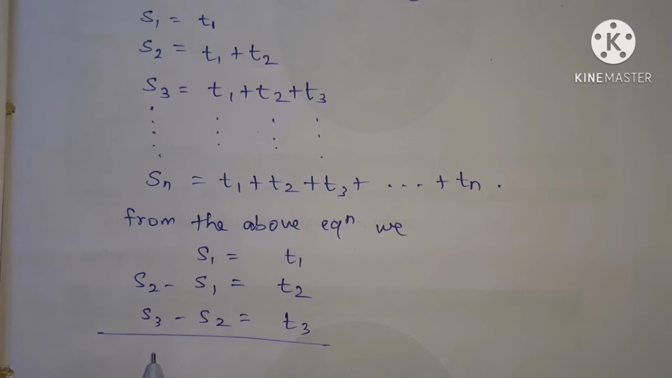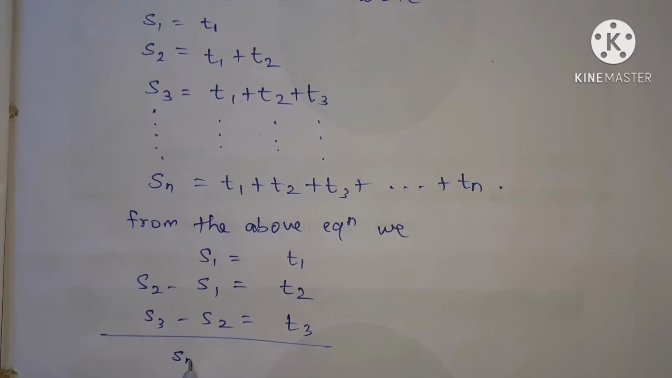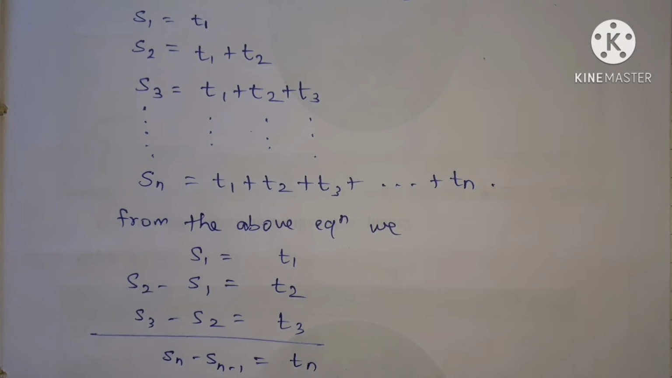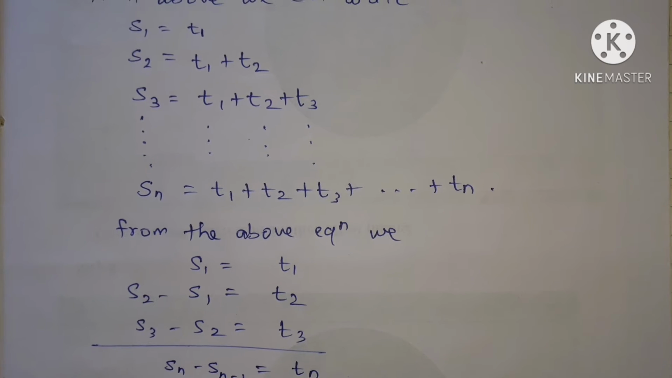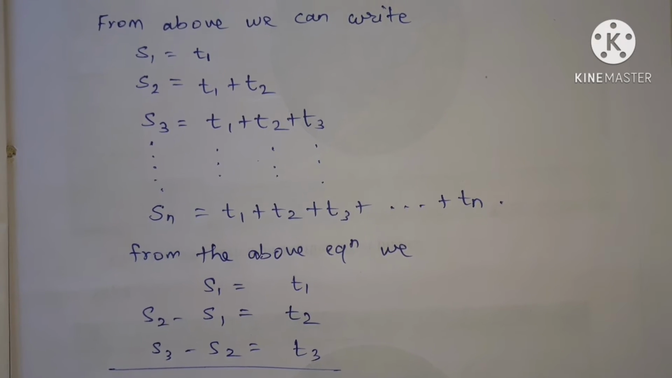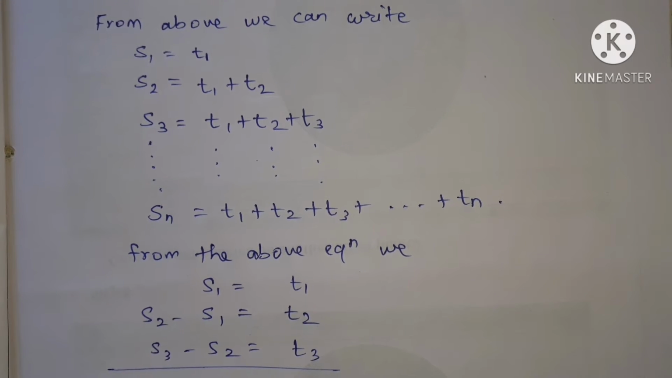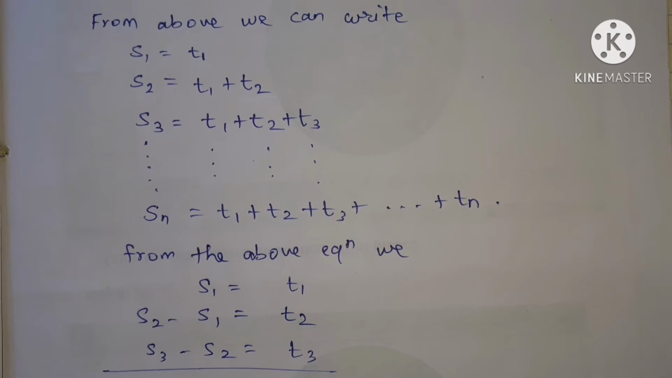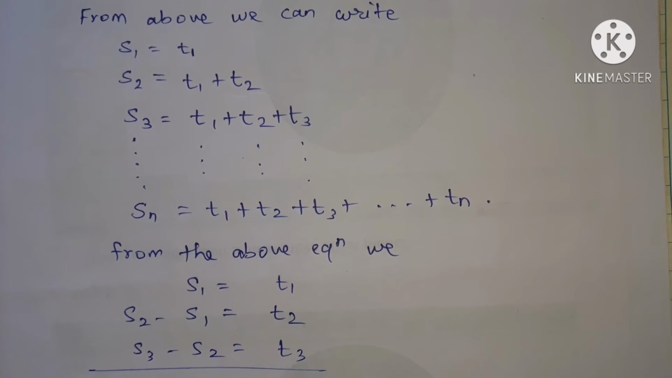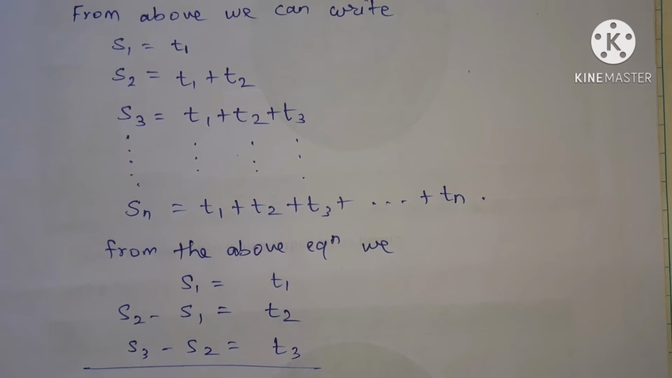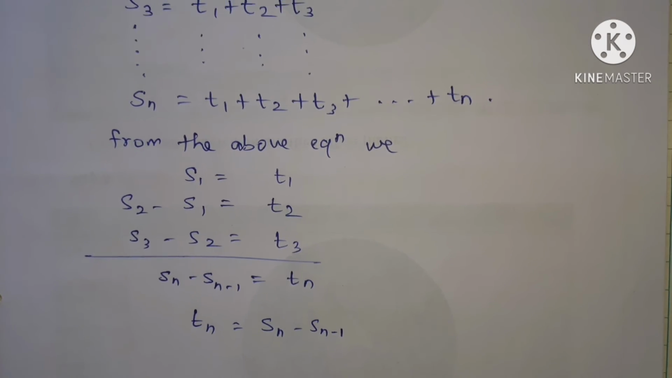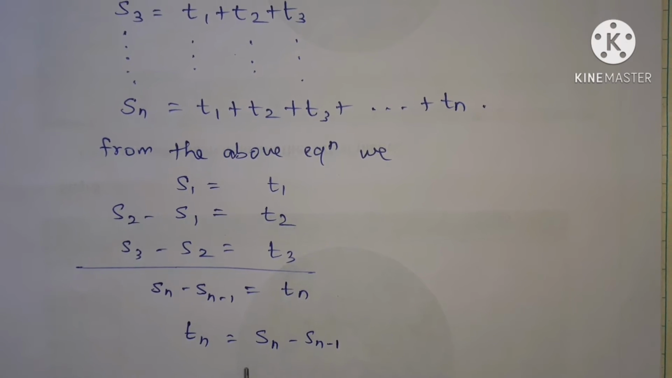Therefore, by solving these, we get a standard formula. Therefore, if we have to find the terms from the sum, then we can write it this way: Tn is equal to Sn minus Sn minus 1. This is the equation.